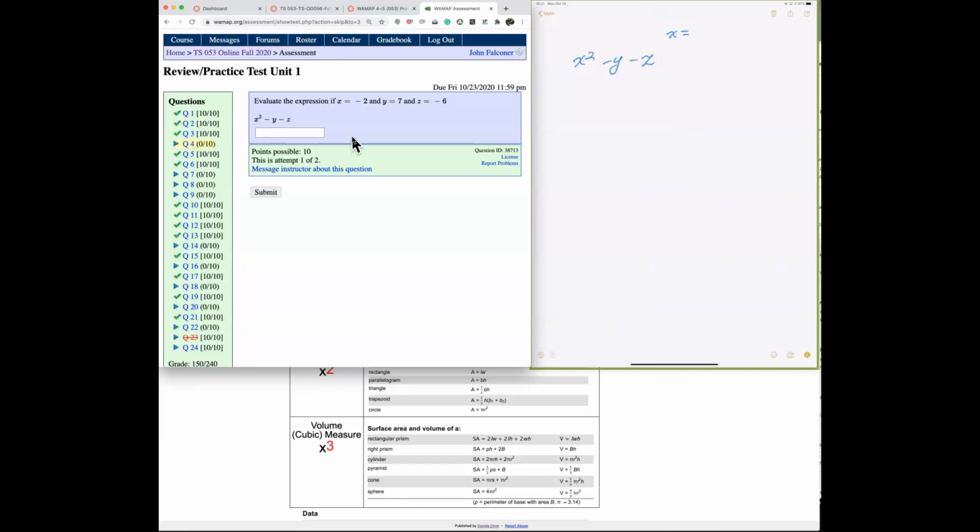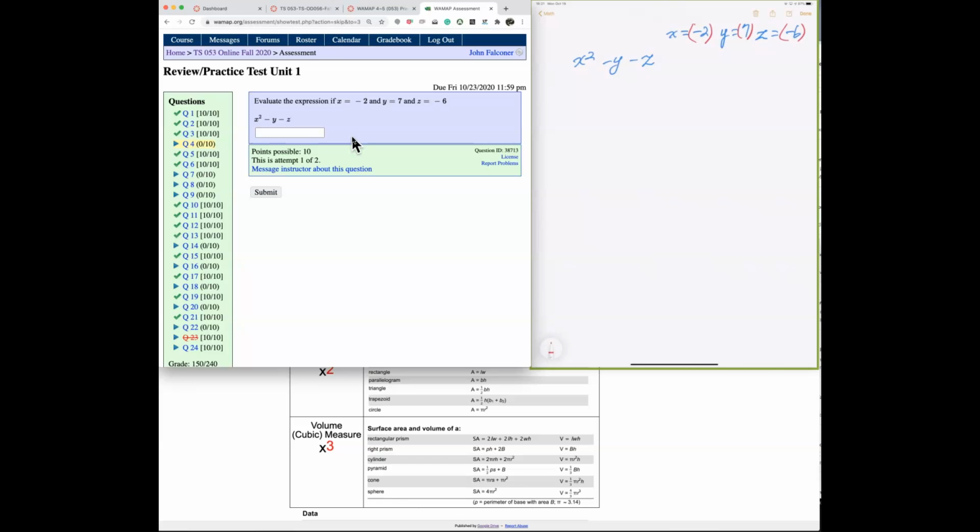X is equal to, so here they define what they are. X is equal to -2. Y is equal to 7, friendly little 7, and positive number. And Z is equal to -6. Okay. So one thing I might recommend is when you do the substitutions, use parentheses around your number. So X is -2, Y is 7, Z is -6.